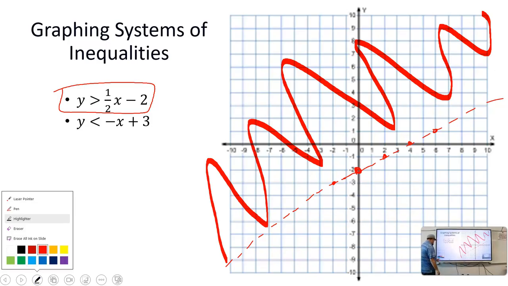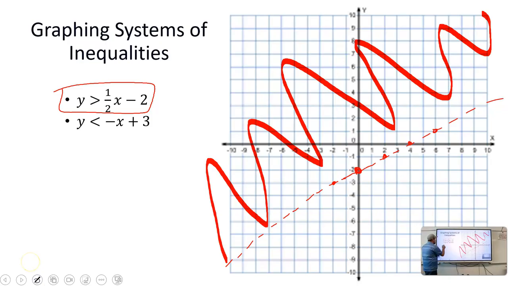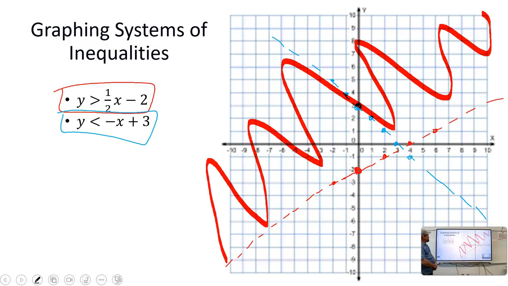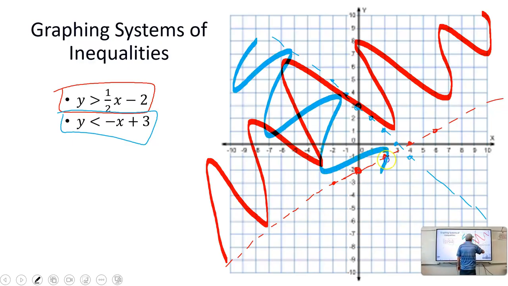Okay, let's focus on the bottom one now. We'll make it blue. It looks like we have a y-intercept at 3 and a slope of -1. So down 1, right 1, down 1, right 1. And this is also a dashed line. All right, so where are we going to shade in our answer? It says y is less than that, so anywhere below this blue line.